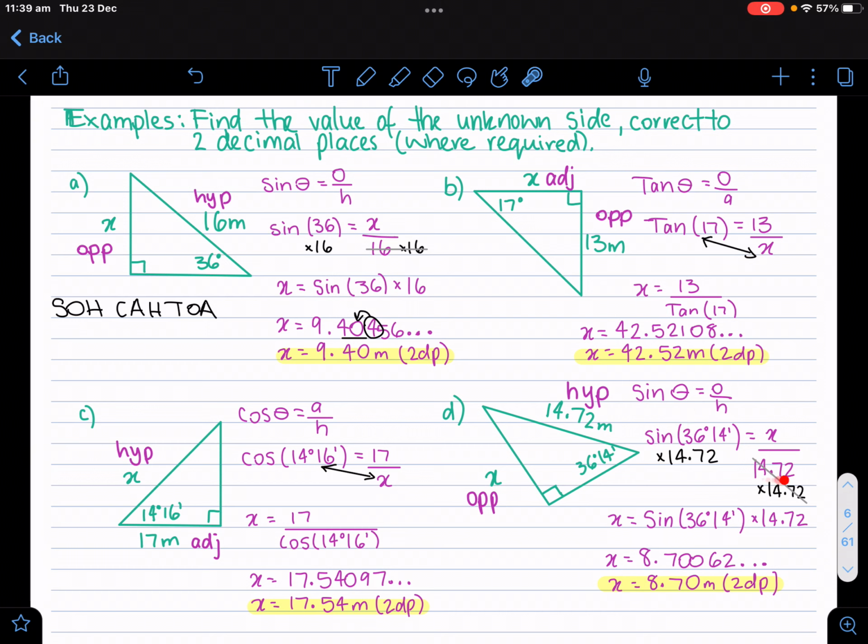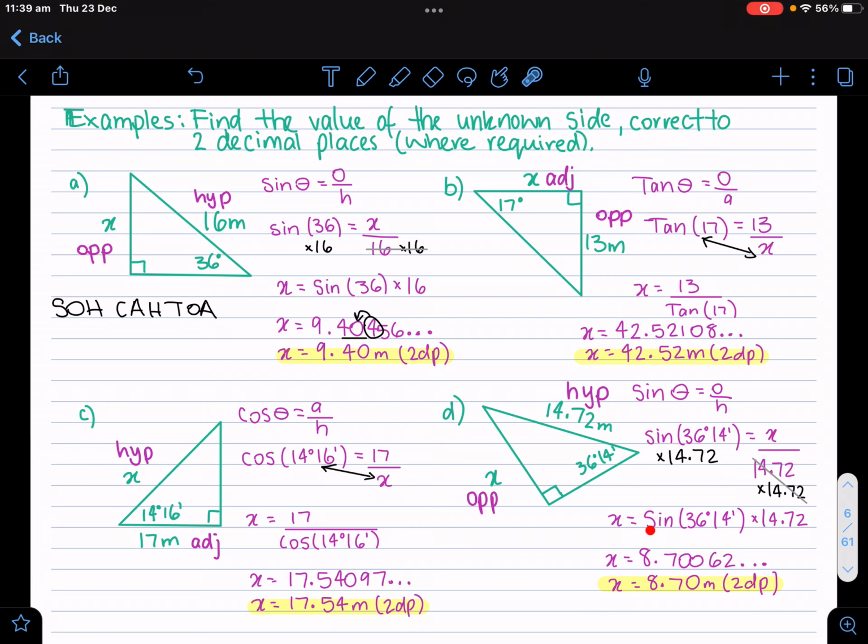And now I have 14.72 at the bottom of this fraction, divided by 14.72. The opposite of that is times 14.72. That cancels out because it's the opposite or inverse of division. And then I receive this. Now it looks a bit complicated, but it's not.